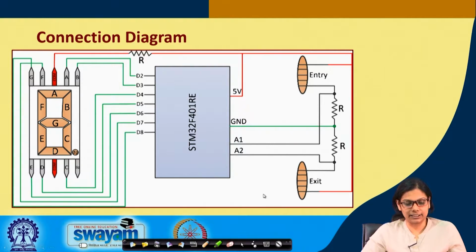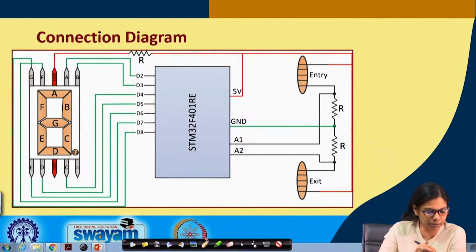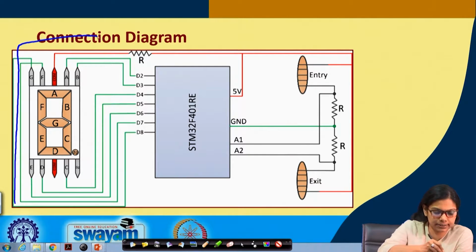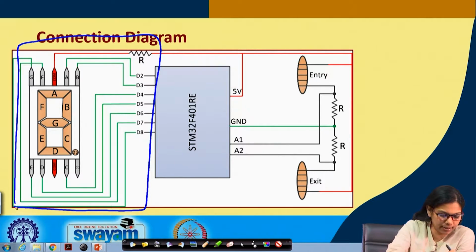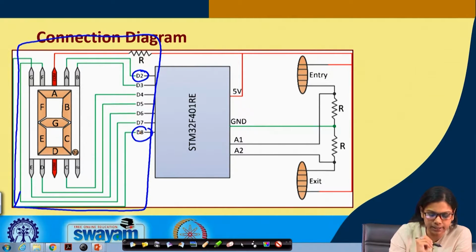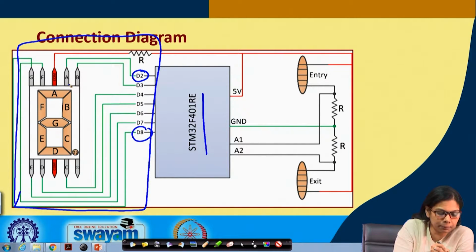Now, this is the connection diagram. The connection diagram is fairly straightforward. This part of the connection diagram we have already discussed, where all the segments of this 7th segment are connected from pin number D2 to D8 of this STM. So, we have connected all the pins of the 7th segment here.